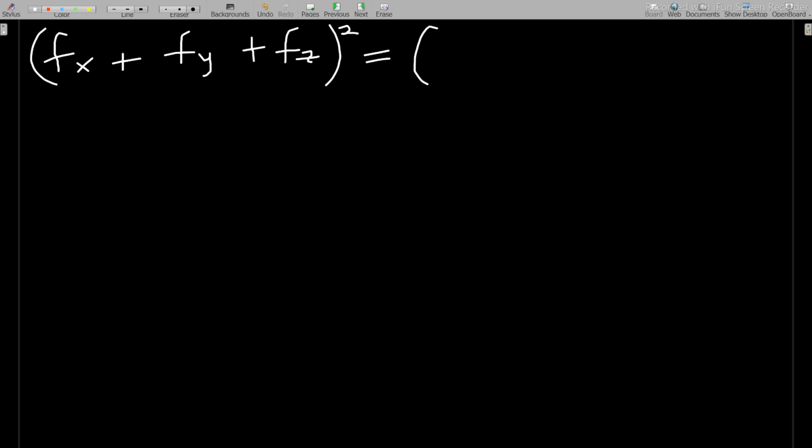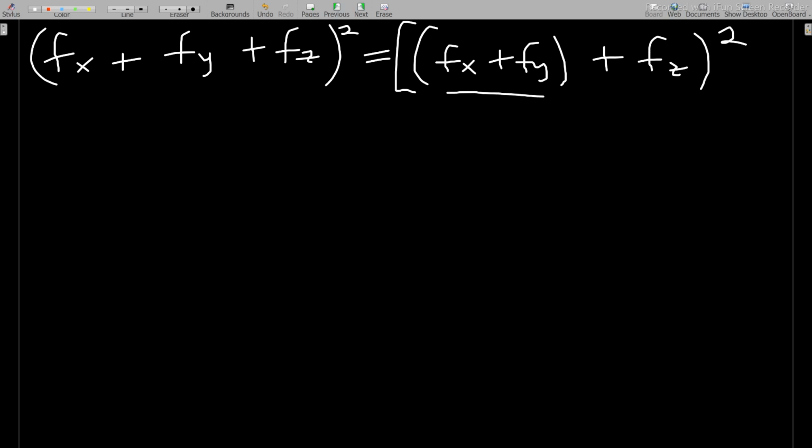Okay, so let's go ahead and do that. We know the first power, so we are okay. So fx plus fy plus fz all to the second power. Here you can use the binomial coefficient if you are okay with that, but for those of us who are not, let's use this. Let's consider it like this: fx plus fy, plus fz. So we are dealing with only two terms, this whole term plus this term.